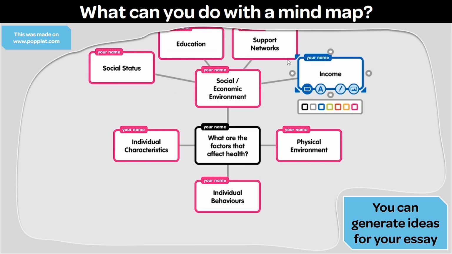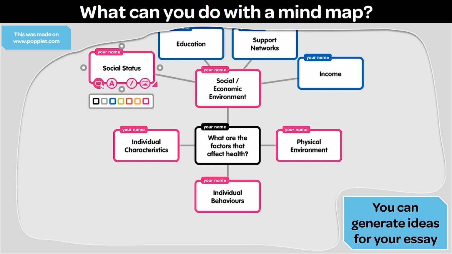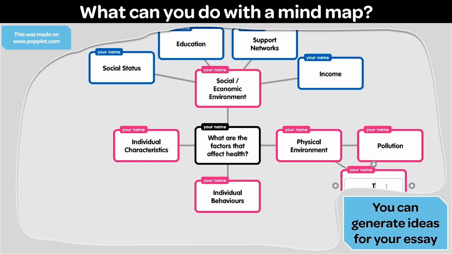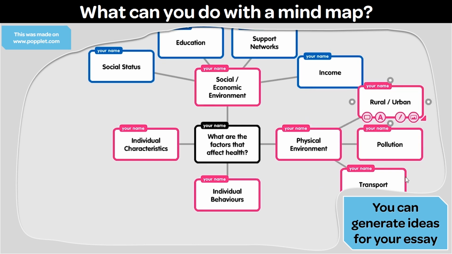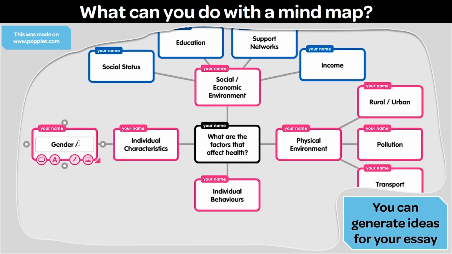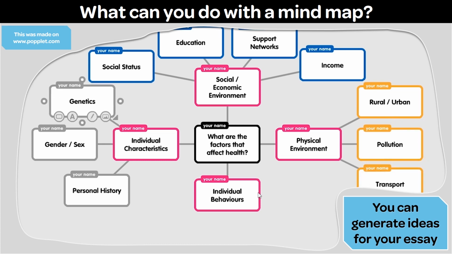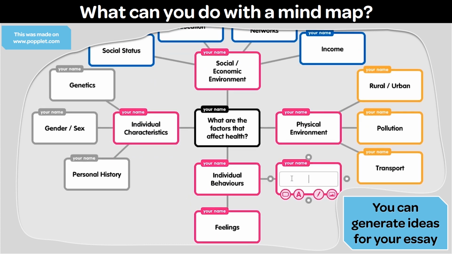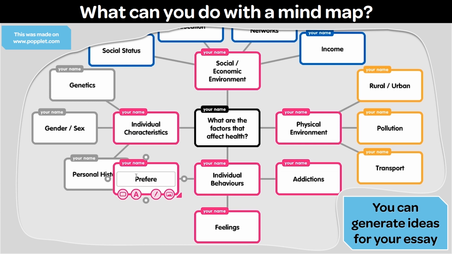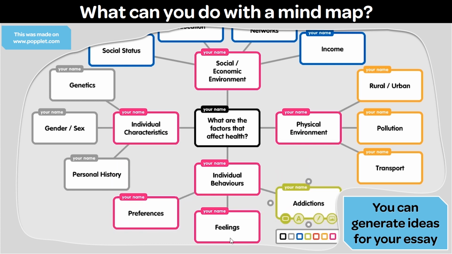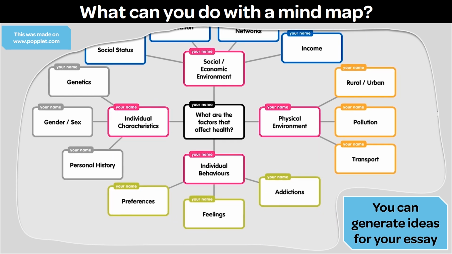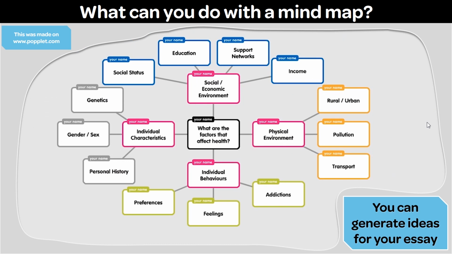Notice how I'm colour coding these and placing them around individual topics. Pollution, transport, rural, urban, all coming away from the physical environment topic. Gender or sex, genetics and personal history, all coming away from the individual characteristics topic. Feelings, addiction, preferences, all coming away from the individual behaviours topic. And let's just zoom out, and there we can see the whole of my mind map.